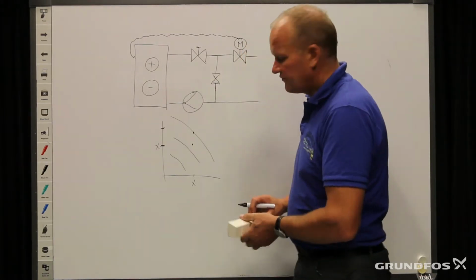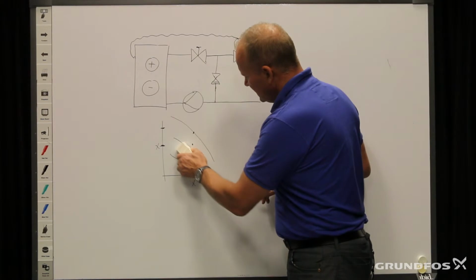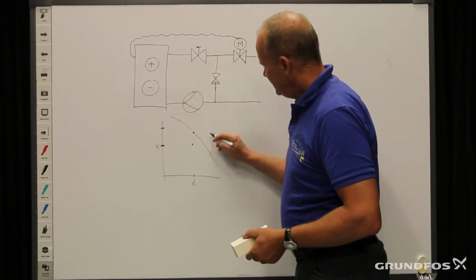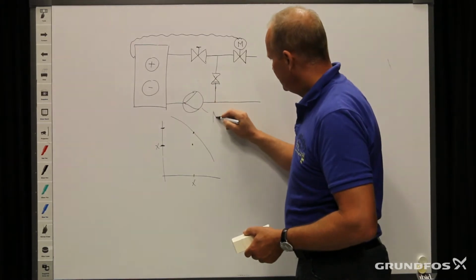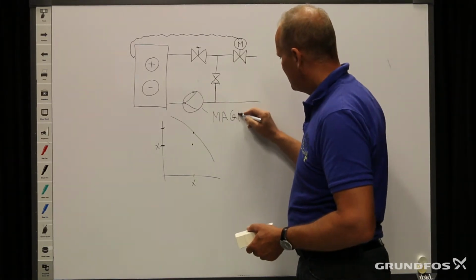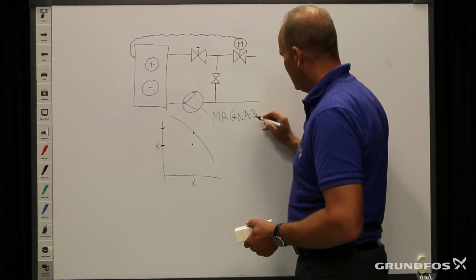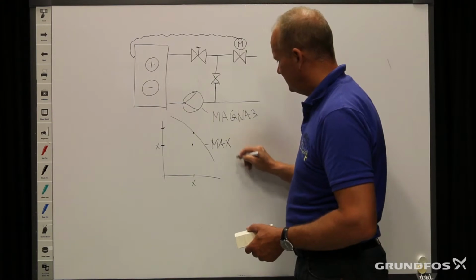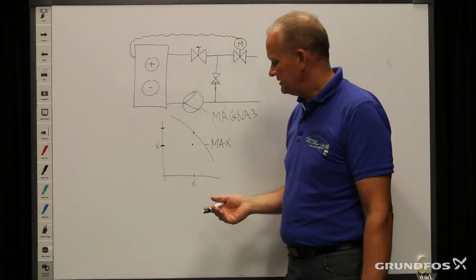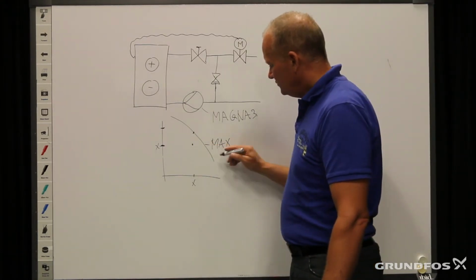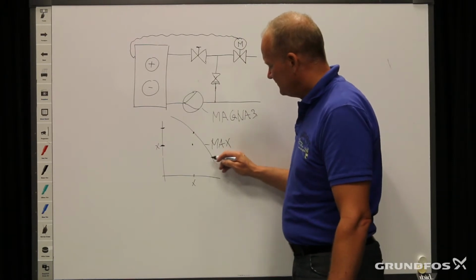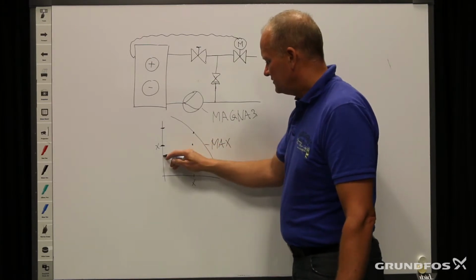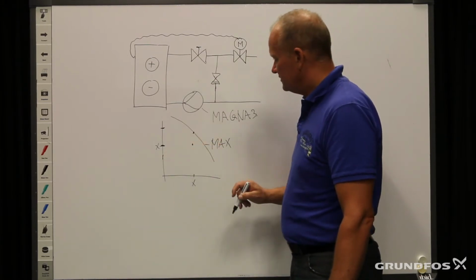Instead of choosing a 3-speed pump, we could do like this. We could simply choose a Magna 3 pump here, and then tell it to operate on maximum curve, maximum rounds per minute. And of course then you would not know if you have this flow or this flow, or if you exactly have this here, because then it could be difficult.